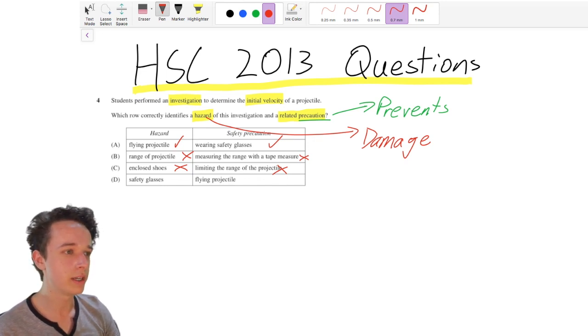Okay, D, hazard, safety glasses. Again, you could use them as a hazard if you're creative enough, but no, not really. Safety precaution, flying projectile, definitely not. Okay, so A is the correct answer to this question.